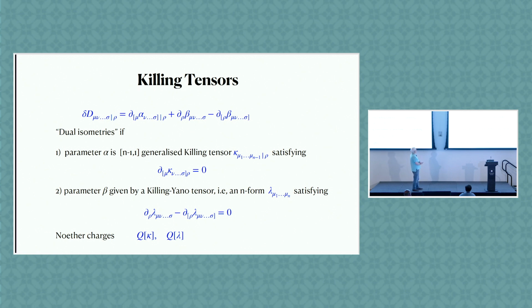So the analog of the isometries is if these parameters satisfy these generalized Killing conditions, that the gauge transformation is 0. So we get a generalized Killing tensor here corresponding to the alpha transformations, and here we get something which is known as a Killing-Yano tensor. And for each of these Killing tensors, we get a corresponding Noether charge of this kind.